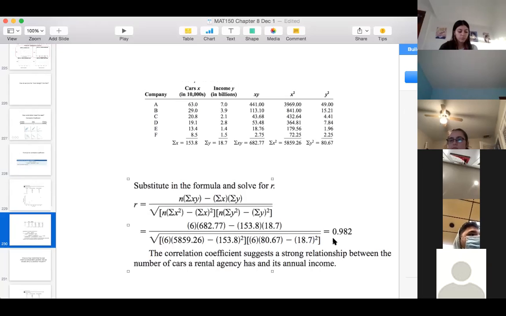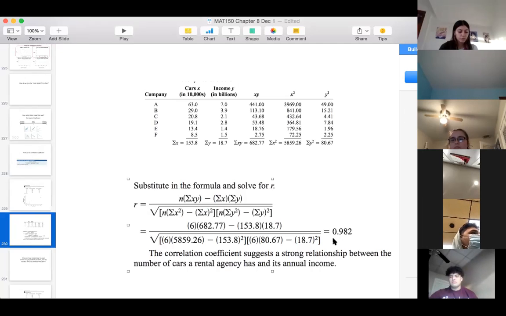So what that means is we have a pretty good independent variable that can be used to predict that dependent variable. In layman's terms, that means car fleet is going to do pretty good for you to tell you how much money that car company is going to make.